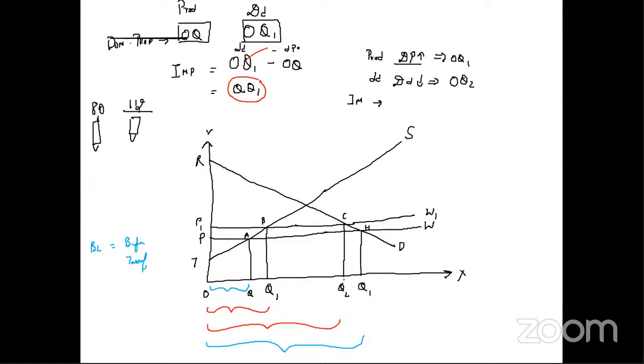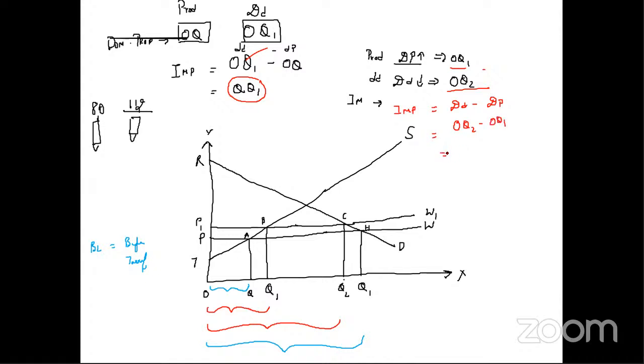The domestic production will increase. So what is the new domestic production? That is OQ1. And domestic demand will reduce. So what is the new domestic demand? OQ2. So what is the new import I'm supposed to do? The new import I'm supposed to do is the domestic demand minus domestic production. So domestic demand minus domestic production, it is OQ2 minus OQ1.